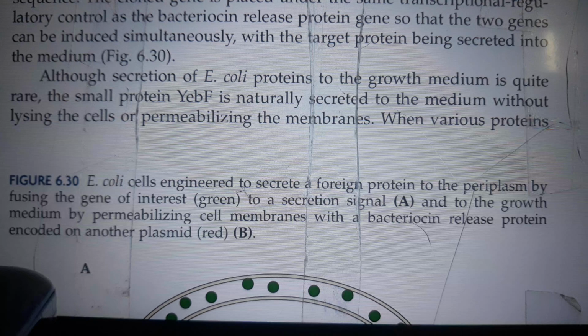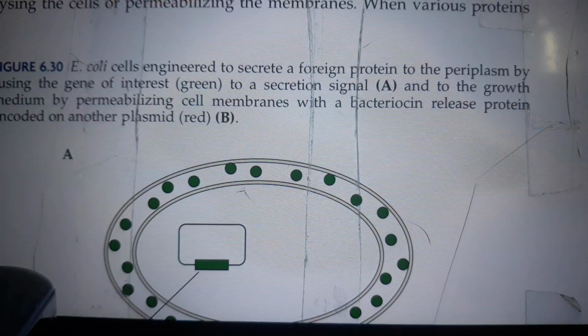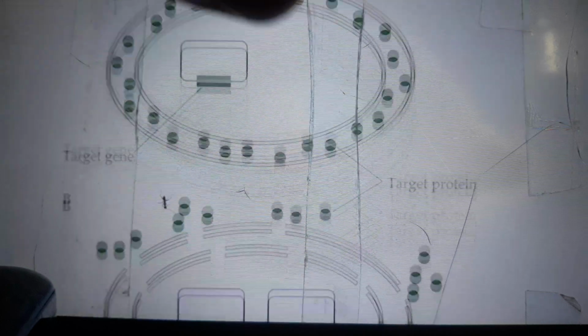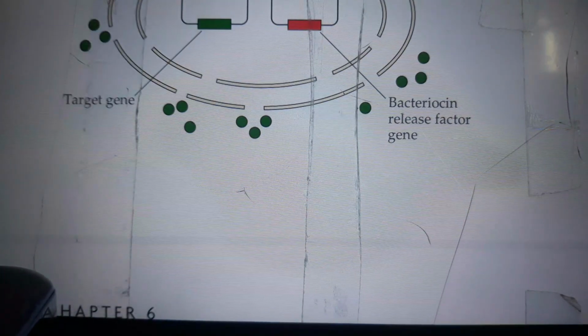And continuing on Figure 6.3, E. coli cells are engineered to secrete a foreign protein to the periplasm by fusing the gene of interest (green) to a secretion signal (A), and to the growth medium by permeabilizing cell membranes with a bacteriocin release protein encoded on another plasmid (red, B). Take a screenshot and make the best use of it.